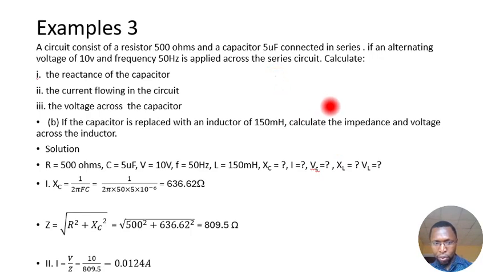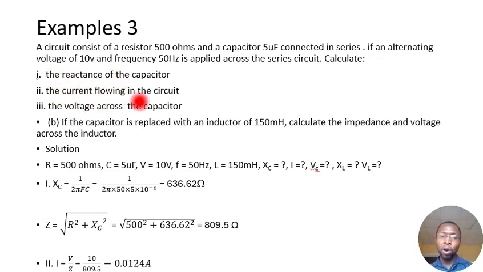All right. Now, having said that, let's go ahead and solve the problem. By formula, capacitive reactance is 1 over 2 pi FC. Of course, we are given our F to be 50 and our C is 5 microfarad. So when you substitute the values here, the capacitive reactance will be 636.62 ohms.